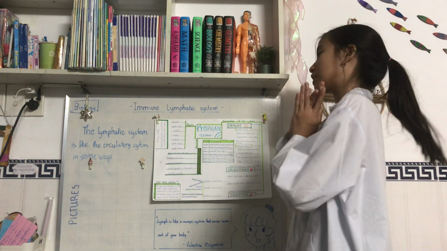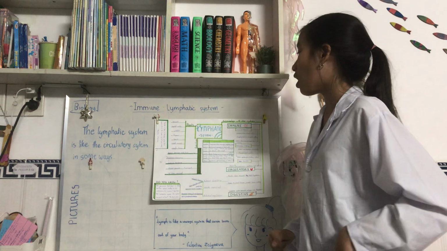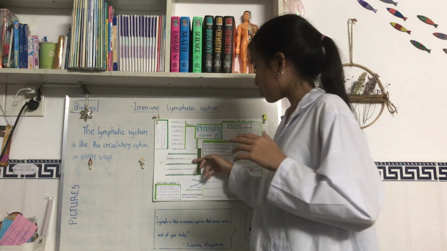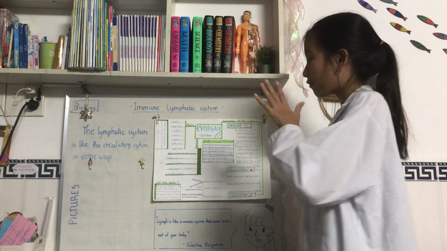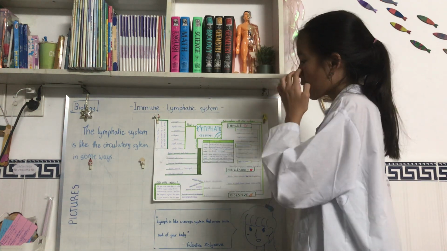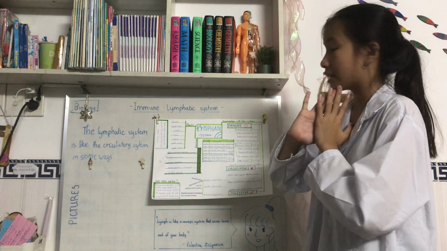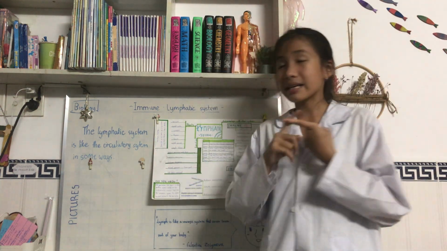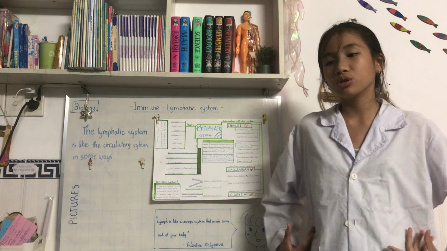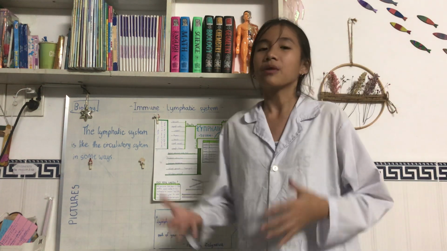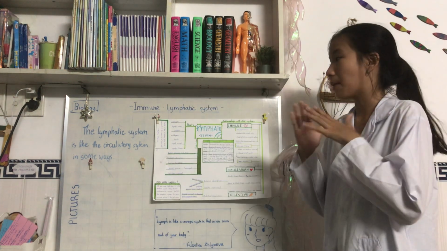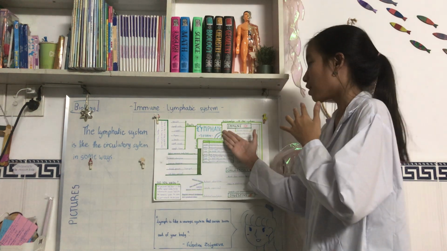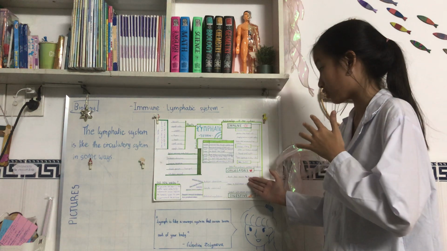Then let's move on to the next part, the functions of the lymphatic system. Now, there are 1, 2, 3, 4, 5 main functions of the lymphatic system, which include returning excess body fluids to the bloodstream. Now, I'll tell you about the main function of the lymphatic system for the circulatory system.